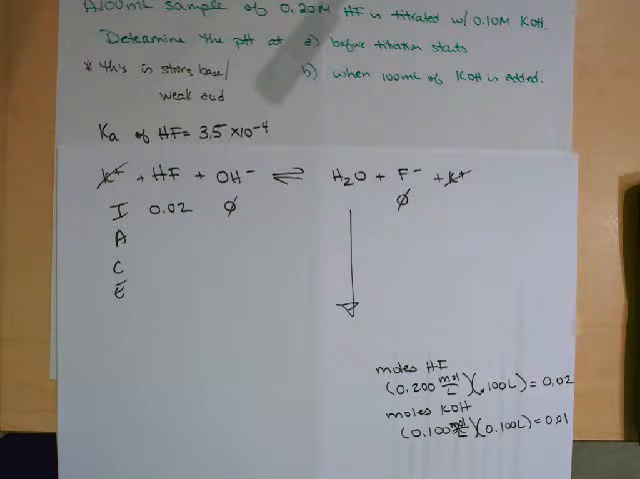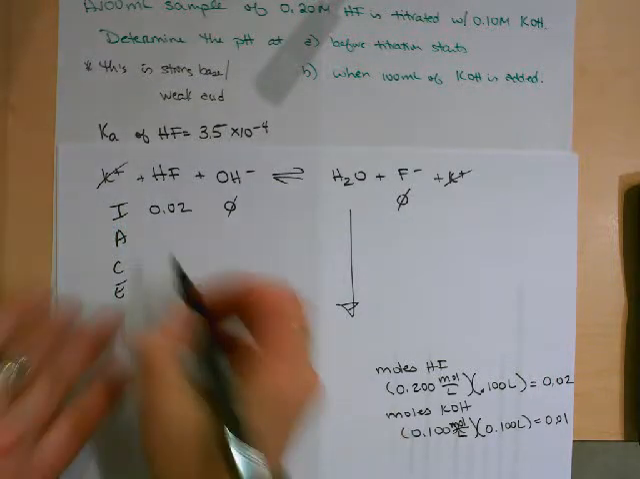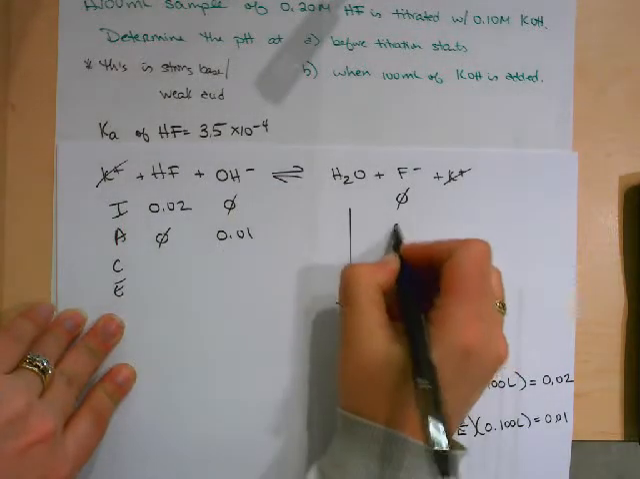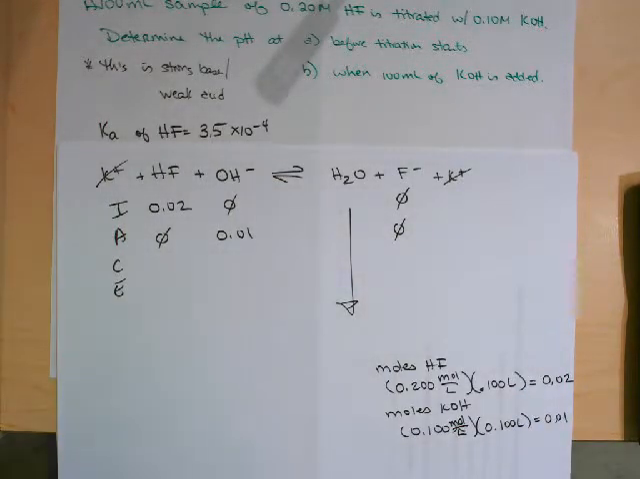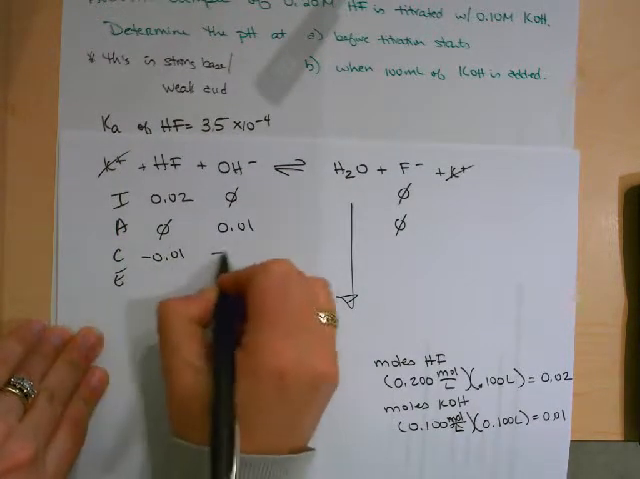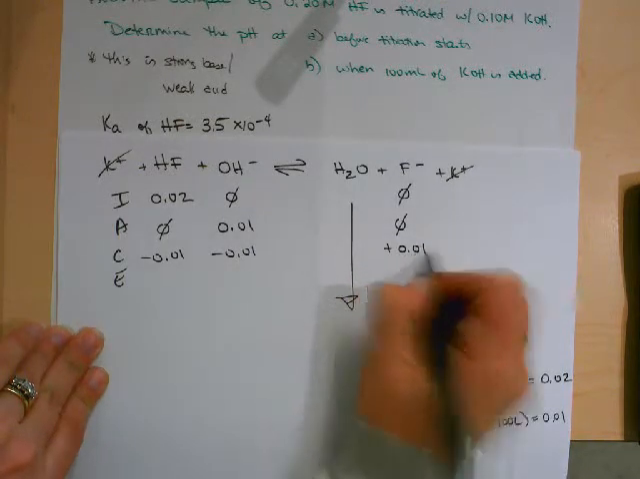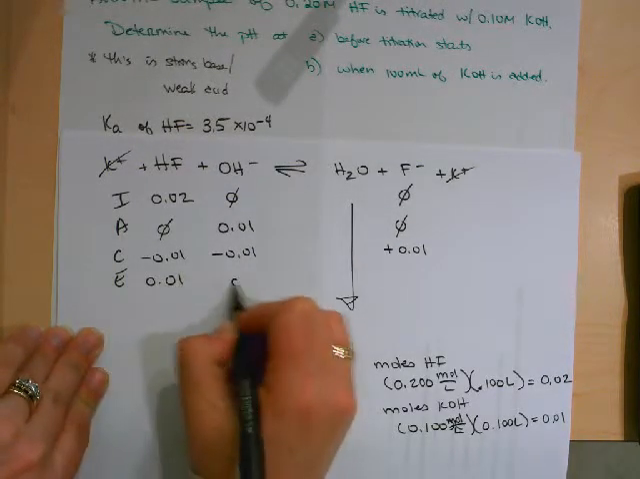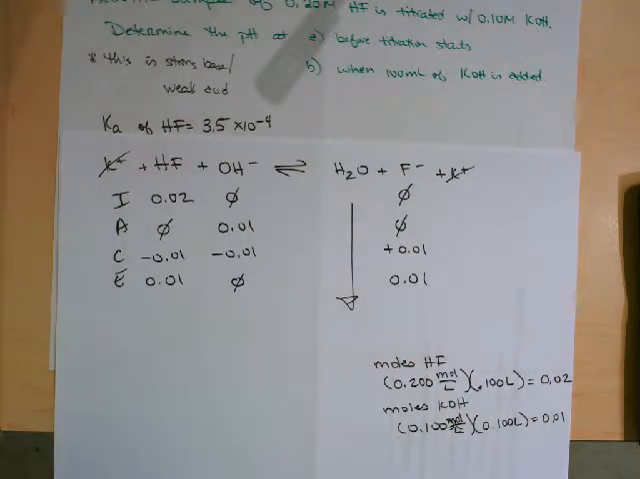All right. So what's the only thing I've added? OH minus, right? So let's go ahead and plug that in. Of my 2 reactants, what is the limiting one? The OH, right? So I subtract that from both reactants and add it to the product. All right. What do I now have? I have a buffer, so we can use the Henderson-Hasselbalch equation to test it.